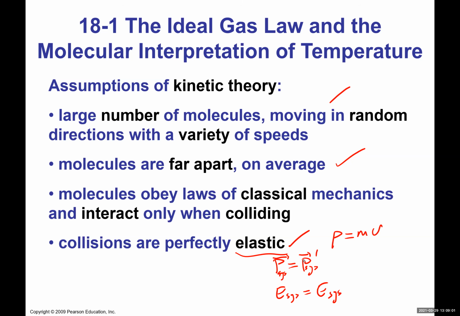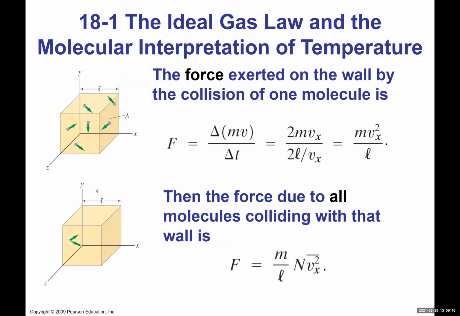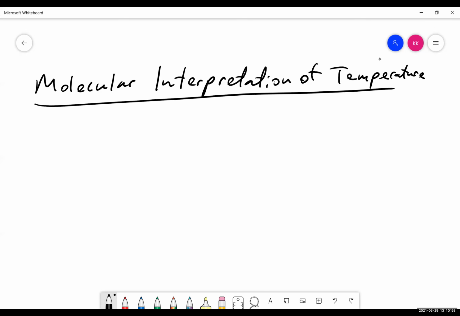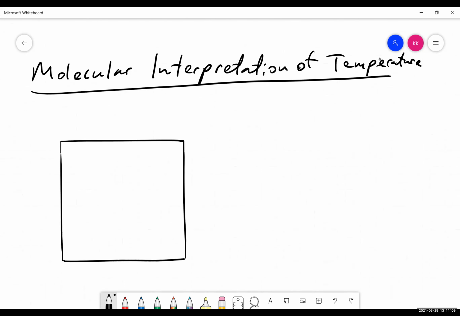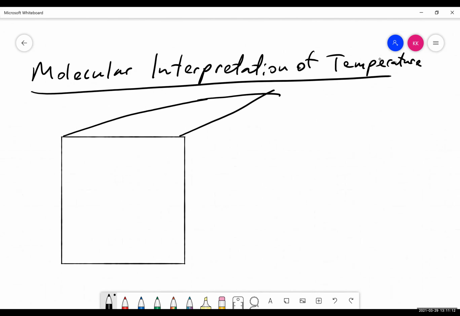All right, so now in terms of trying to derive this equation, think like this. We're going to have a container with some N number of molecules. Now, I'm going to show you the derivation. Let me give you the full derivation here. So think like this. We have a container, some kind of container. It's a three-dimensional container.